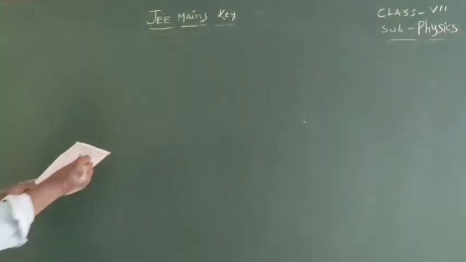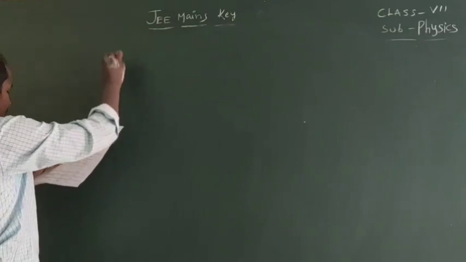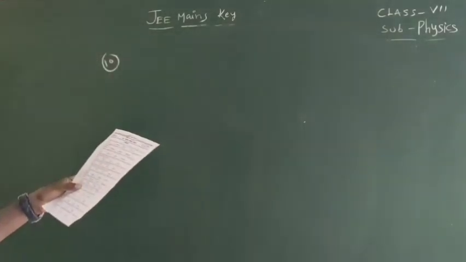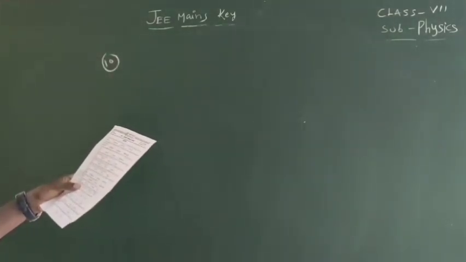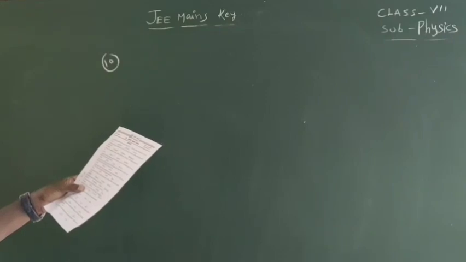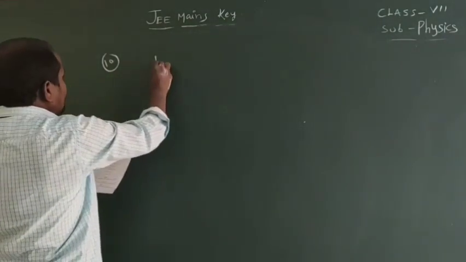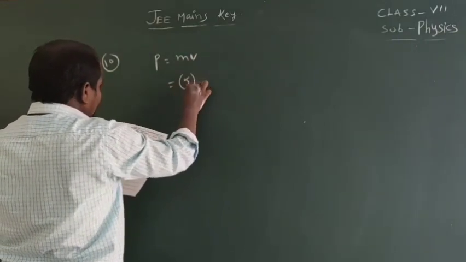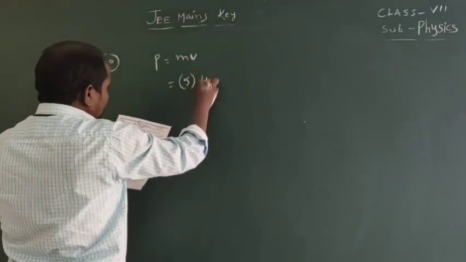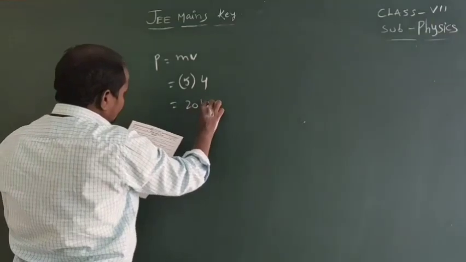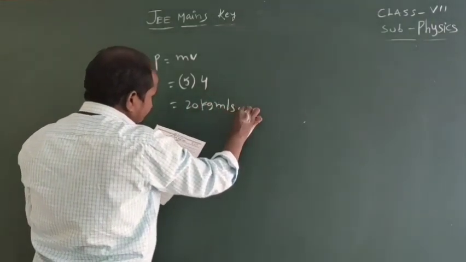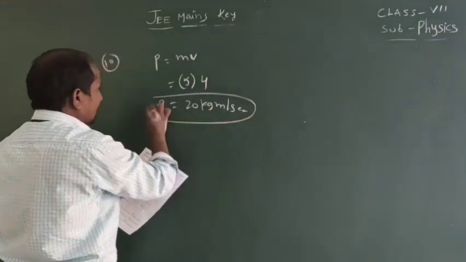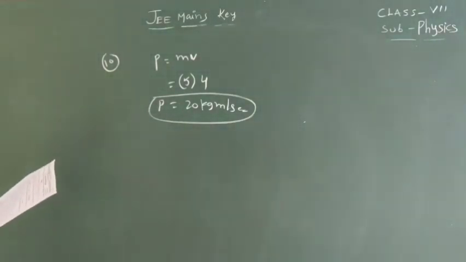Next one, 10th one. A body of mass 5 kg is moving with a velocity of 4 meter per second. Then find its momentum. So p equals m into v. So 5 into 4, that equals 20 kg meter per second. It is the momentum value, 20 kg meter per second.